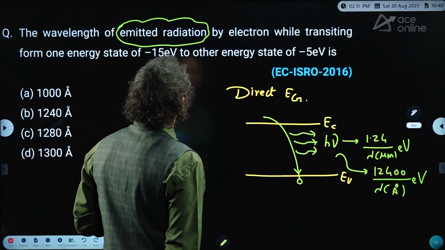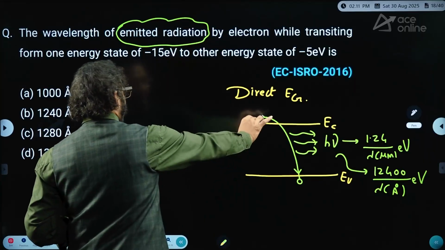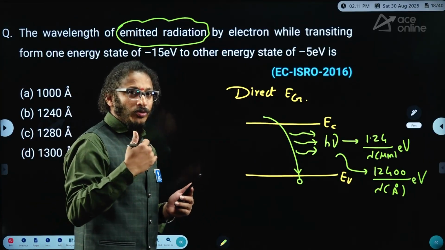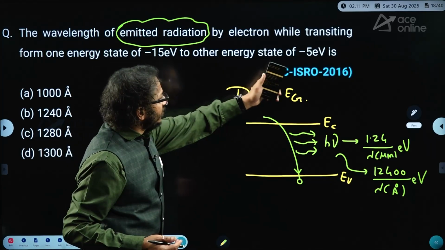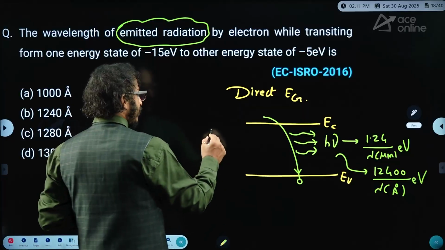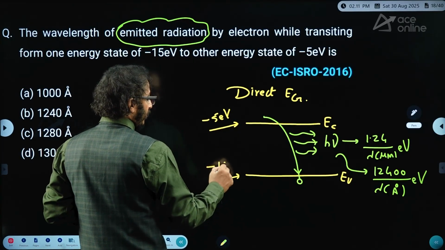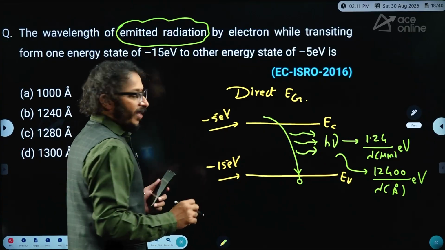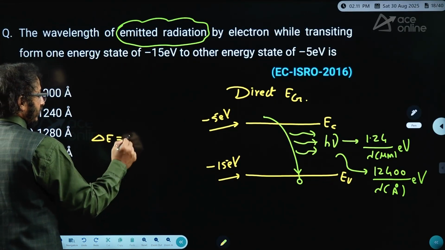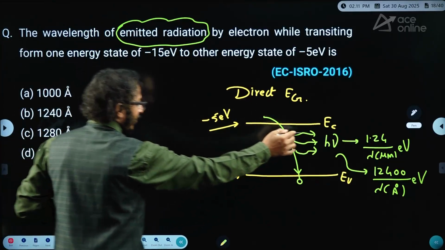So it is transiting from one state to other state. This is high level to low level, because whenever it wants to emit, it should jump from high level to low level. High level must be always -5 electron volt, and low level is -15 electron volt. That means this value must be -5 electron volt and this value must be -15 electron volt. Therefore, I'm happy to say, delta E, the difference in the energy is nothing but what here? EC minus EV, because it is energy gap.